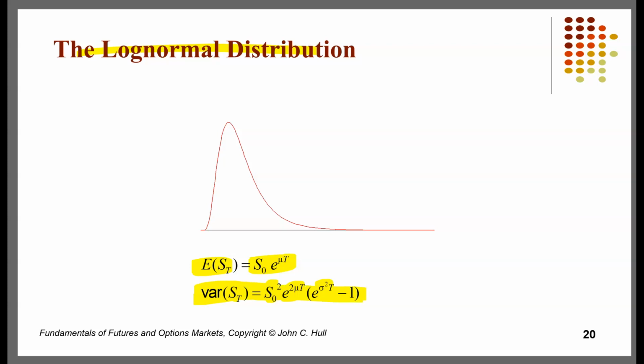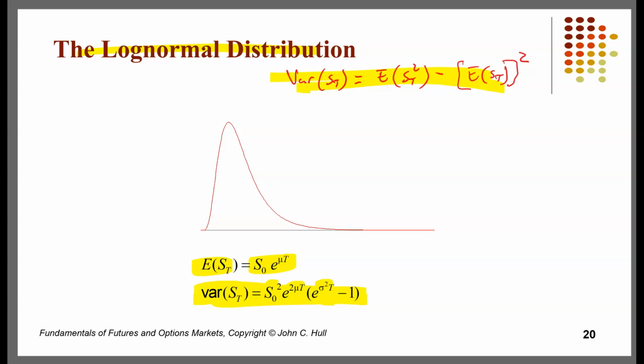This is easy to show because you know that the variance of ST is going to be equal to the expected value of ST squared minus the expected value of ST, and then we have that squared. And so by applying this, we would essentially find that.